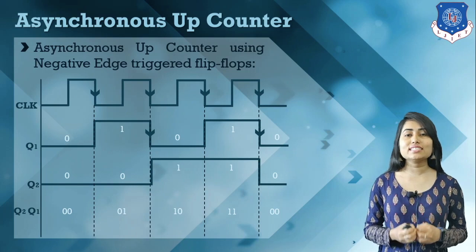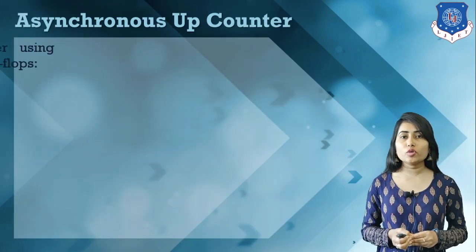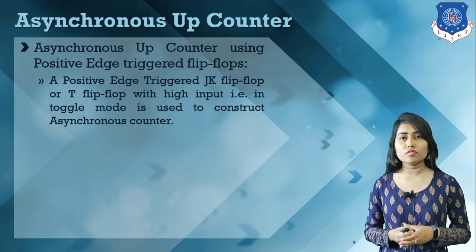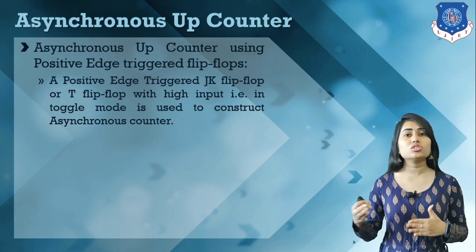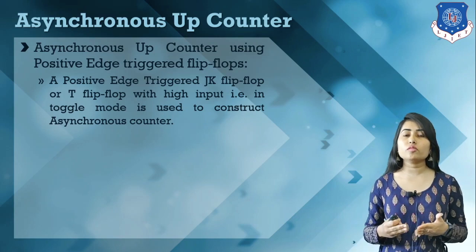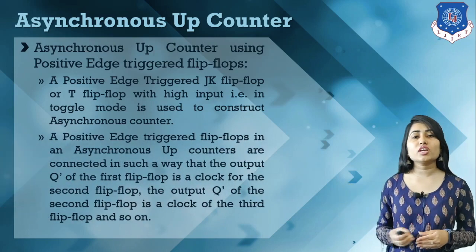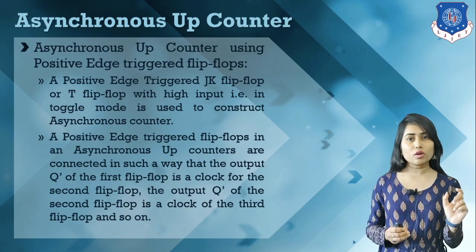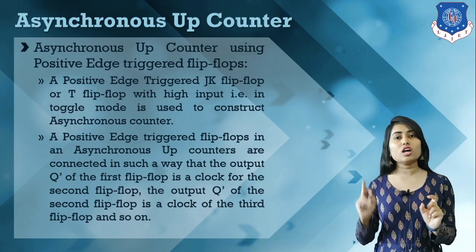Now let's discuss the asynchronous up counter using positive edge trigger flip-flops. This positive edge trigger flip-flop will be used to construct our asynchronous counter. That means either we use a JK flip-flop or we can use a T flip-flop with high input, that means in toggle mode. In these positive edge trigger JK flip-flops, whenever we want an up counter, we have to use Q1 dash as a clock for the second flip-flop.